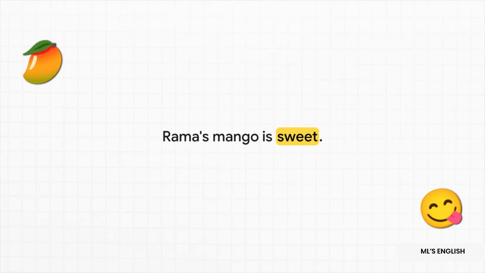Okay, first up, we've got Rama. The sentence tells us his mango is sweet. That's it. The adjective is just in its simple, basic form. We're not comparing it to anything else, just stating a fact about it. This is what we call the positive degree.